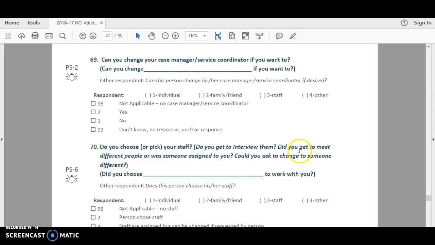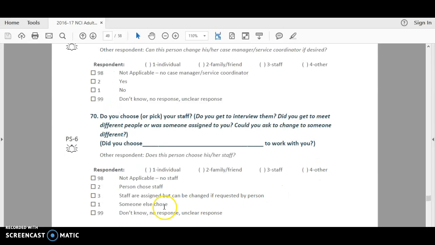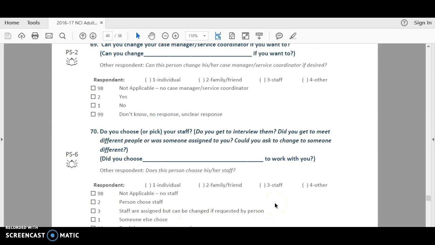Question 69 has changed this year because we know from a number of states, not all, people really are not choosing their case manager at all, but they can request to change their case manager. So we changed this to ask, can you change your case manager if you want to? Question 70 is, as it has been in the past, do you choose or pick your staff? Here, if the person says no, I did not choose my staff, we want to follow up and find out if they're able to change their staff if they want to.